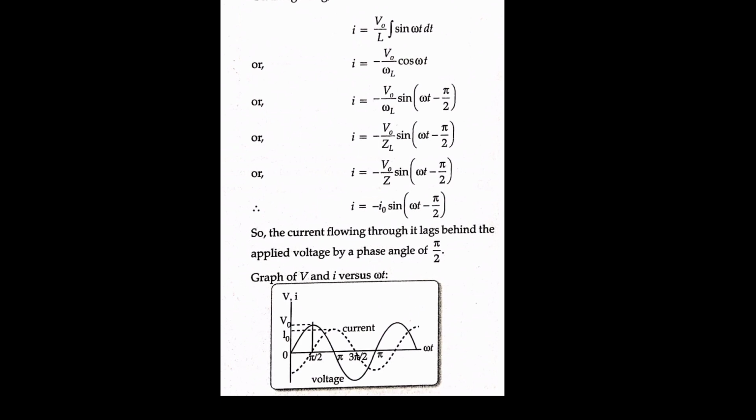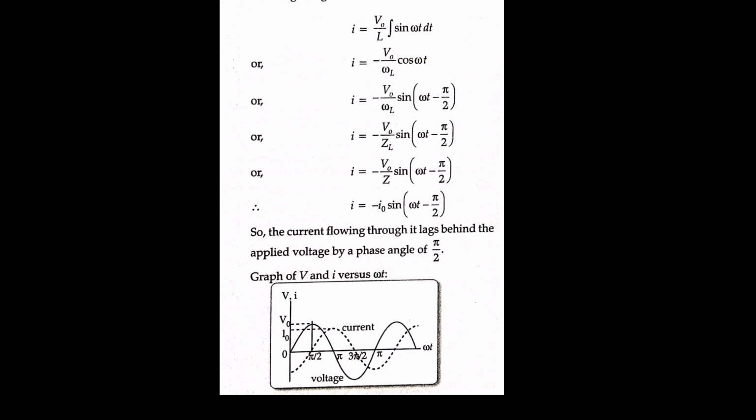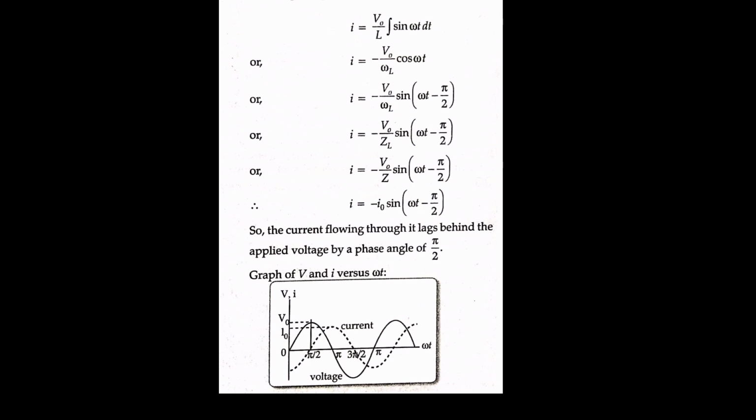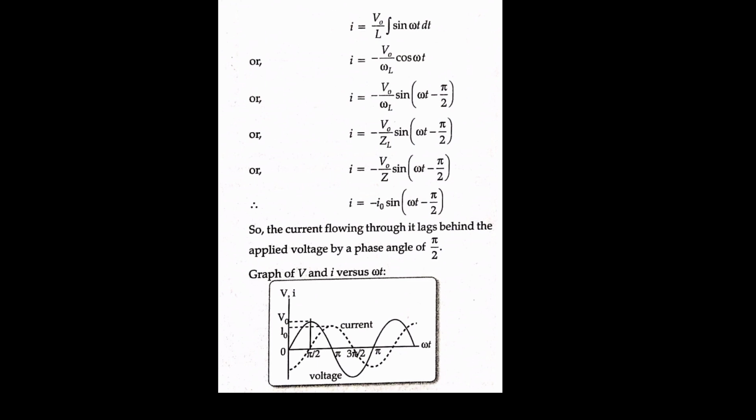That is V0 by Z means V by R. Z is the resistance, right? So that can be written as I0. So here we have I is equal to minus I0 sin omega t minus π by 2. So from this equation we can understand that the current is lagging behind the voltage by a phase angle of π by 2. Okay, so the current lags behind voltage by π by 2.